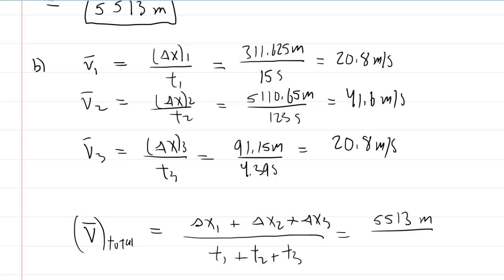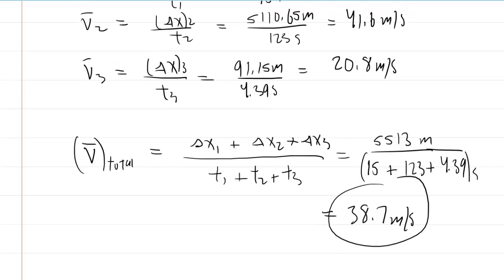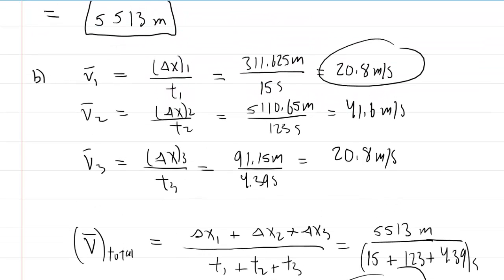And then divide this by the total time. So you just add up the 15 seconds plus the 123 seconds and plus the 4.39 seconds. So punching that all in will give us the following value of 38.7 meters per second. So that would give us the average velocity for the entire trip. And then up here we have the individual average velocities for each segment of the trip.